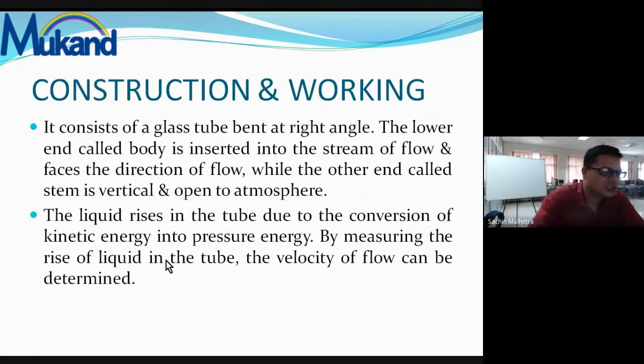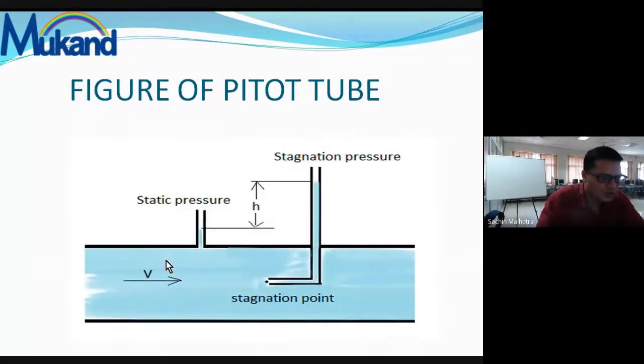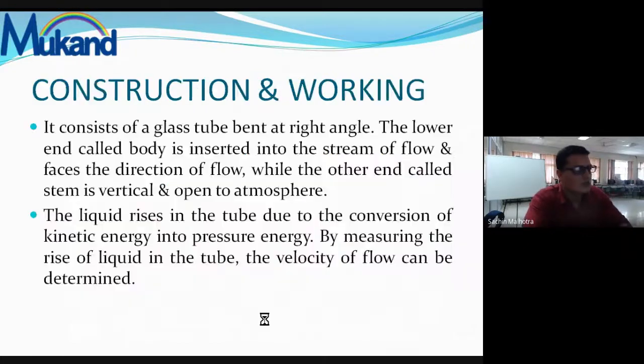You can see its construction and working. This is the figure of the pitot tube: a glass tube bent at 90 degrees. Its construction is a glass tube bent at right angle. The lower end of the tube, called the body, is inserted into the stream of flow and faces the direction of flow, while the other end, called the stem, is vertical and open to atmosphere.